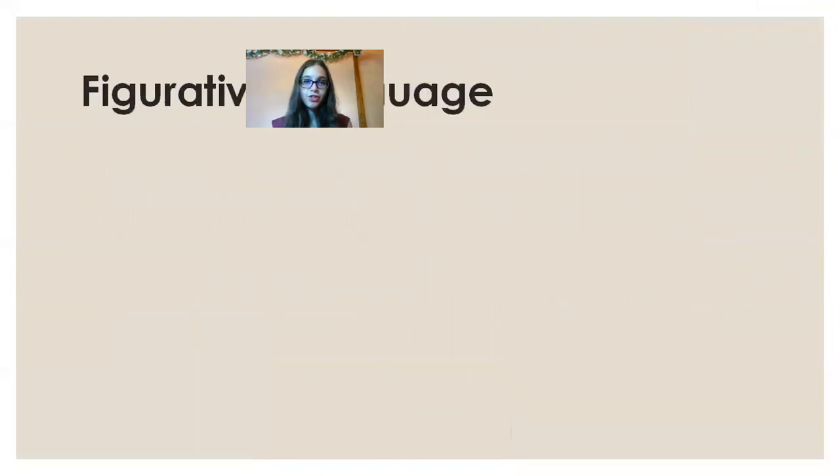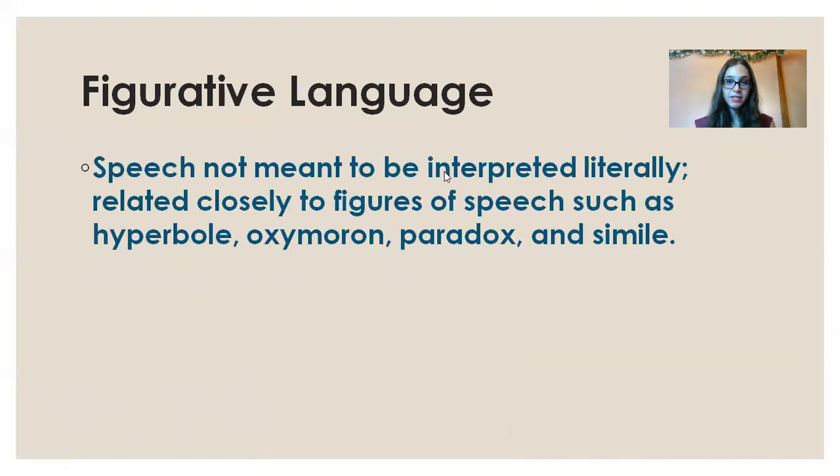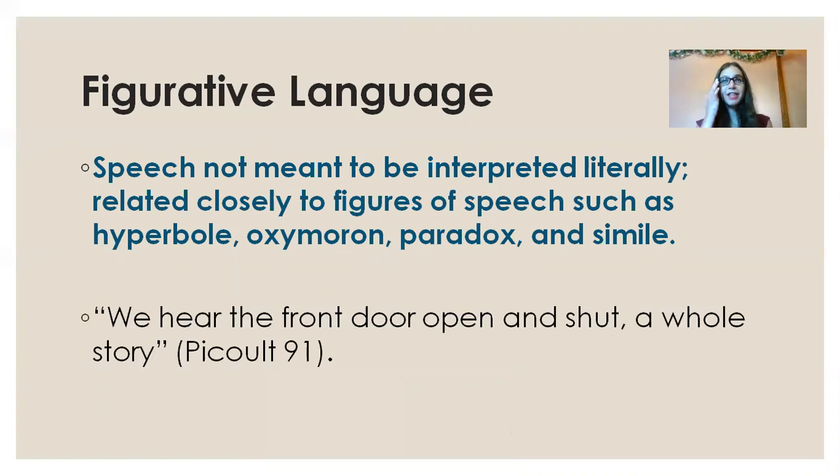Figurative language. So this is an umbrella term, so it's more of a general category than some of the other ideas we've discussed. So this is speech not meant to be interpreted literally. It's related closely to figures of speech such as hyperbole, oxymoron, paradox, and simile. So this is anything that you can't imagine or can't actually happen.